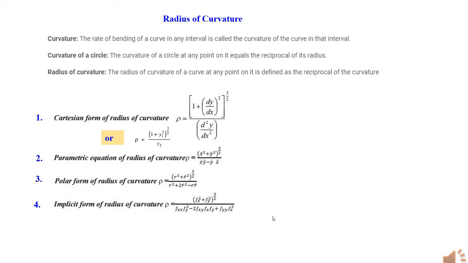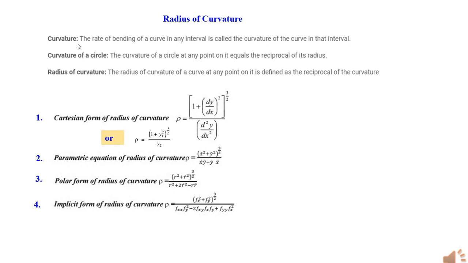In this video, we will see the radius of curvature in the case of Cartesian form, both the explicit and implicit form, and parametric form of the equation of a curve, then on the polar form. So in all these cases, what is the formula for radius of curvature, and then do a few problems on them.